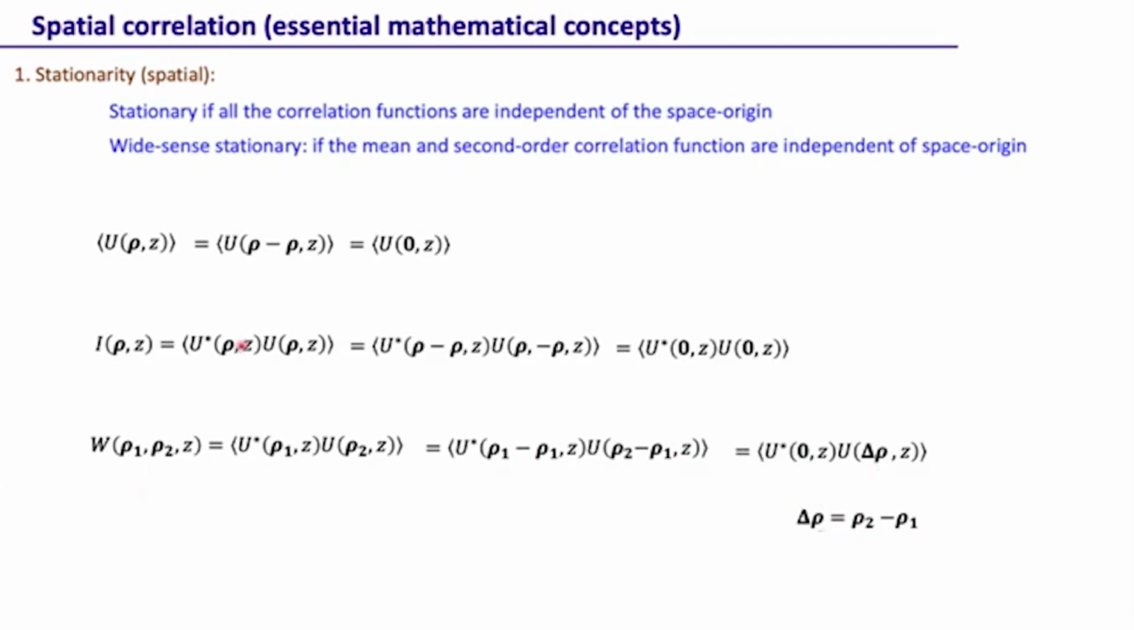And again here, this ρ2 − ρ1 we are writing as Δρ. So wide sense stationarity implies that the correlation function doesn't depend directly on the spatial coordinates, but depends on them only through their difference. So this correlation function basically depends only on Δρ, which is the difference of the spatial coordinates. Okay, so that's wide sense stationarity.